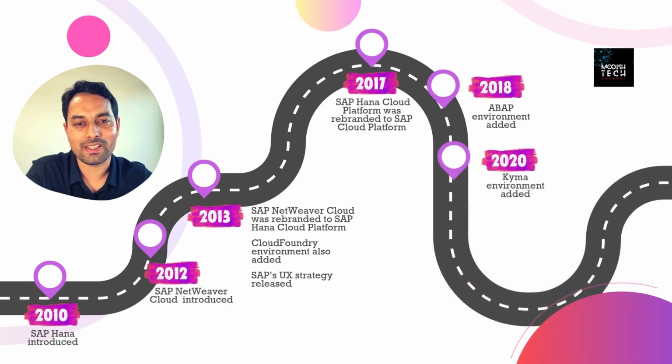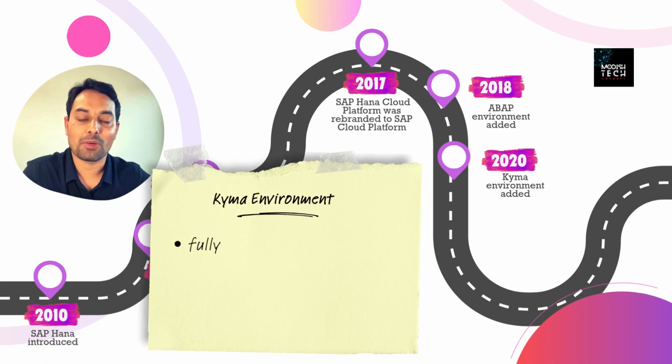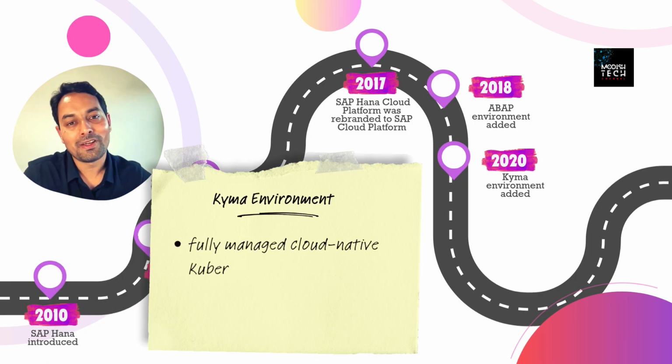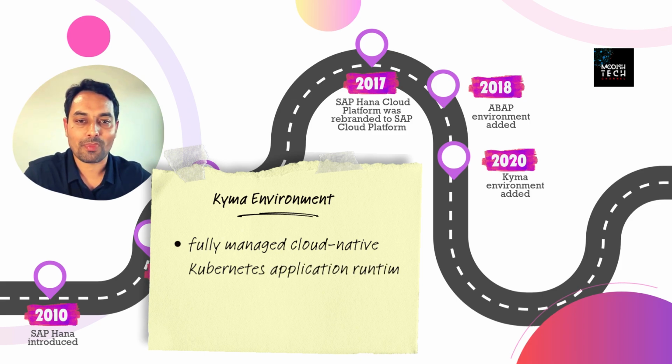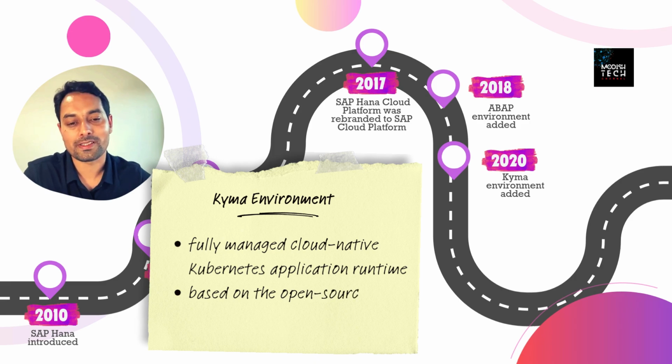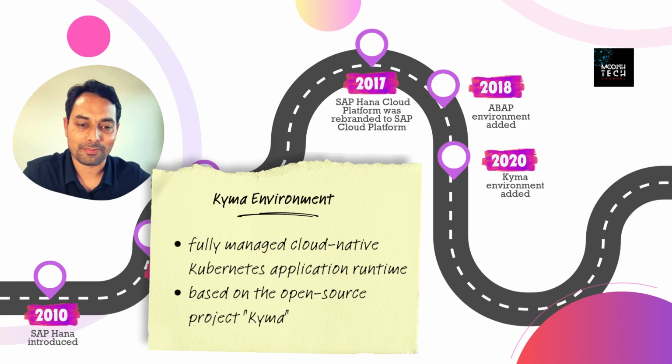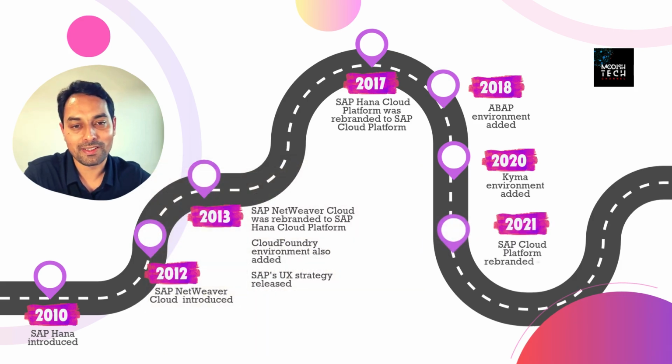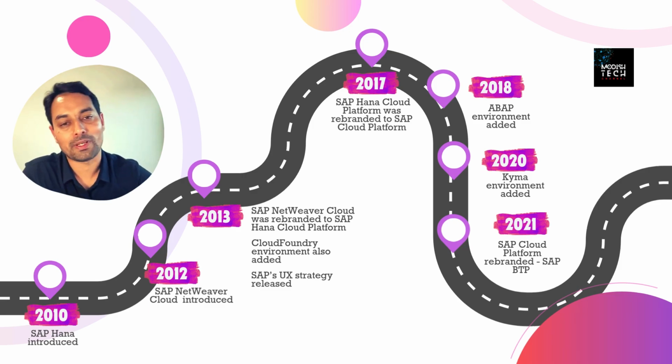And then in 2020 came the Kyma runtime environment. The Kyma name comes from the open source project called Kyma, and it is basically fully managed application containers, Kubernetes containers containing your application runtime. And then in 2021, we got our SAP Business Technology Platform brand from SAP Cloud Platform, where SAP Cloud Platform is still the core of SAP BTP, but it's not just SAP Cloud Platform. It is just one part of it, but there are many other things that have been added.